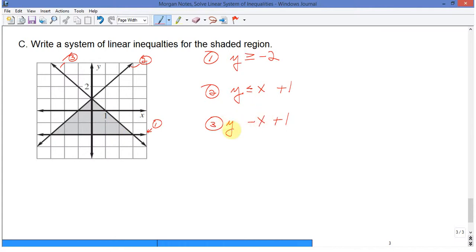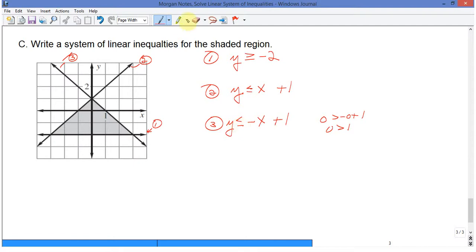And let's say that I think that this is a greater than or equal to. So I'm going to test the point (0, 0), because that's part of the solution, so it needs to be true. And that would give me 0 is greater than or equal to negative 0 plus 1. 0 is greater than 1. Well, that's not true. So I guessed wrong on the inequality, so it must go the other direction. So I would put a less than or equal to.